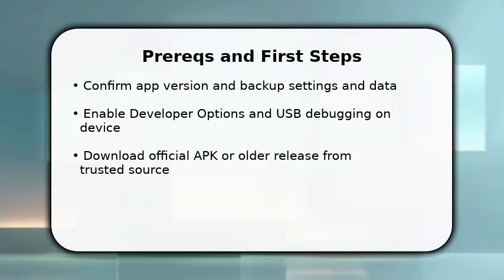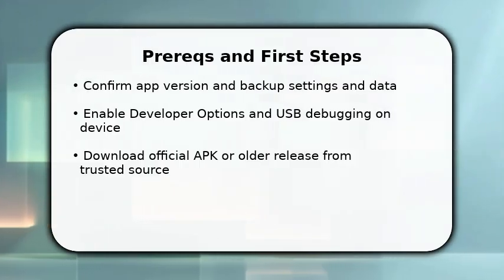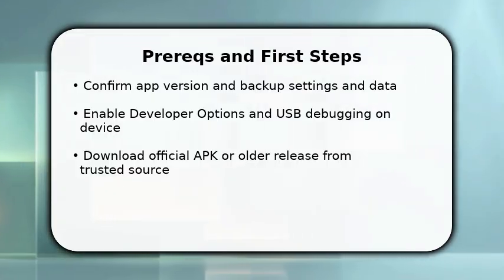You start by confirming the current YouTube app version and backing up your account settings. This prevents lost preferences. Once done, enable developer options and turn on USB debugging so you can sideload safely.